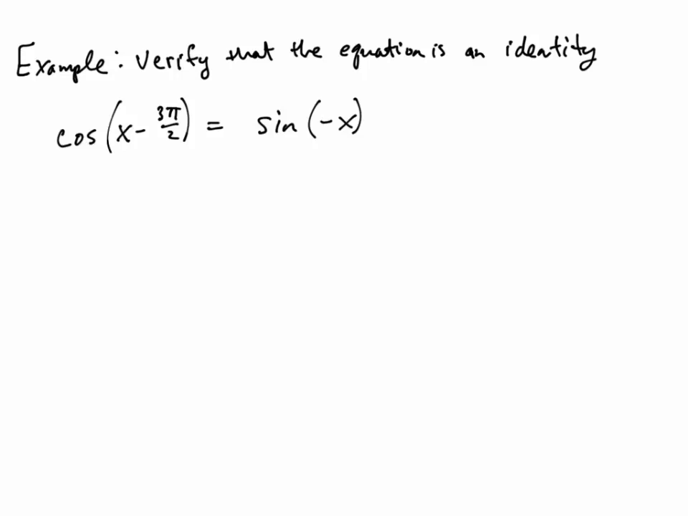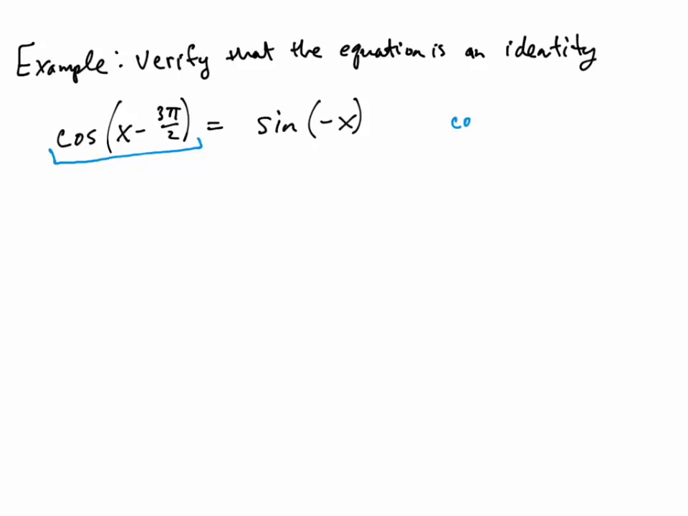This example says verify that the equation is an identity. We have cosine of x minus 3 pi over 2 equals sine of negative x. Now, a couple things to notice here. One, this right here is a difference for cosine, so we can use the difference formula.